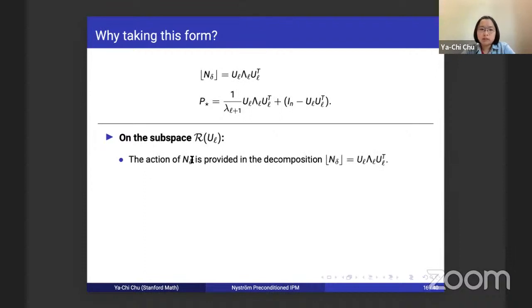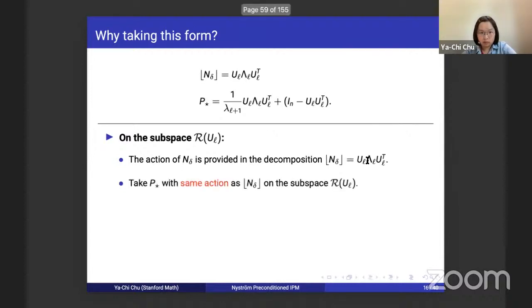So the action of N plus delta is easy. It is exactly described by this low-rank approximation, because it tells you, in each eigenvector direction, how much you need to scale it, and then put them together, you get your linear operator N plus delta on this subspace. So if we want to find some P that simulates N plus delta, we take P star to have the same action as this approximation on this subspace.